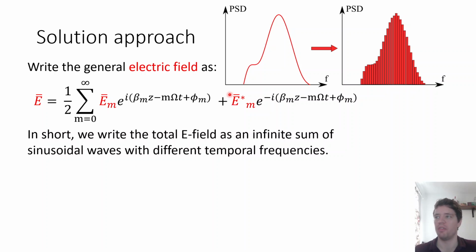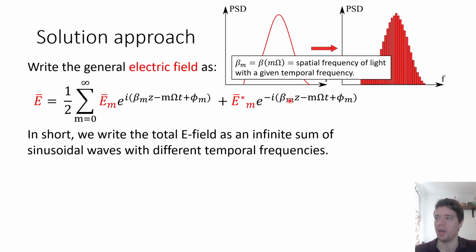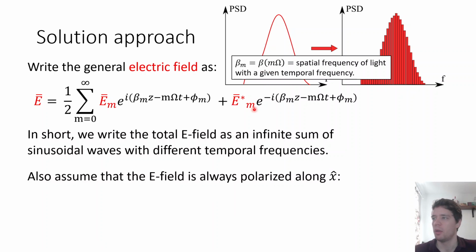Essentially what we're doing here is saying that if we have some kind of E field signal, for example a pulse with some kind of, let's say, a frequency spectrum, then instead of modeling that as being completely continuous, we're going to write that as an infinite sum of very, very small frequency components like so, where we can basically tune the resolution by adjusting this omega parameter. And in this equation here, when I write beta sub m, I mean the spatial frequency evaluated at a certain temporal frequency like so.